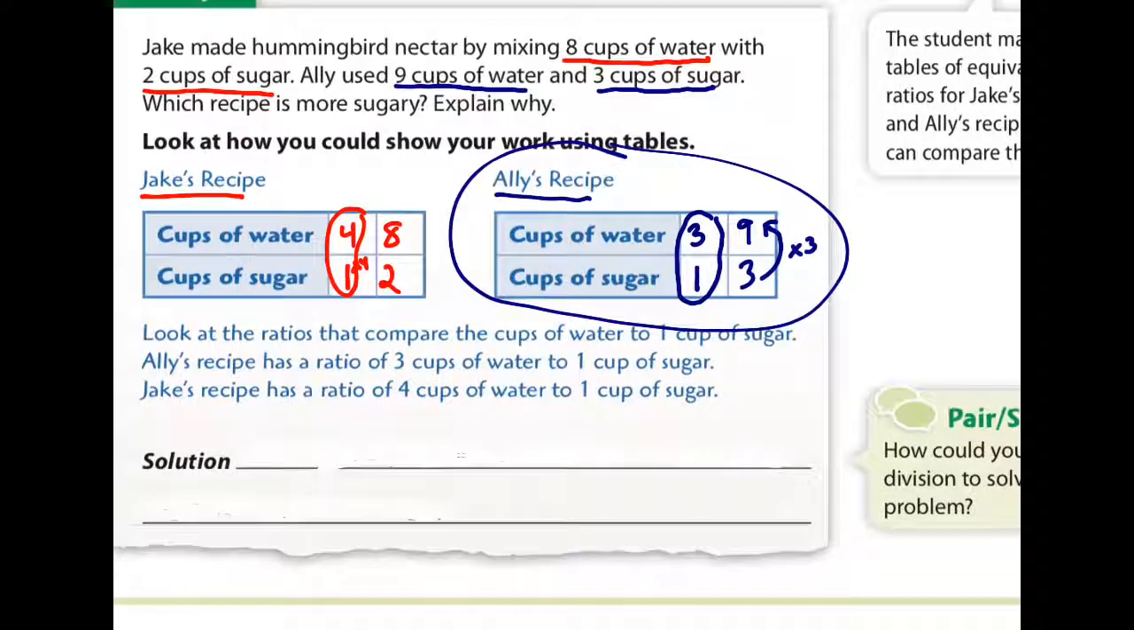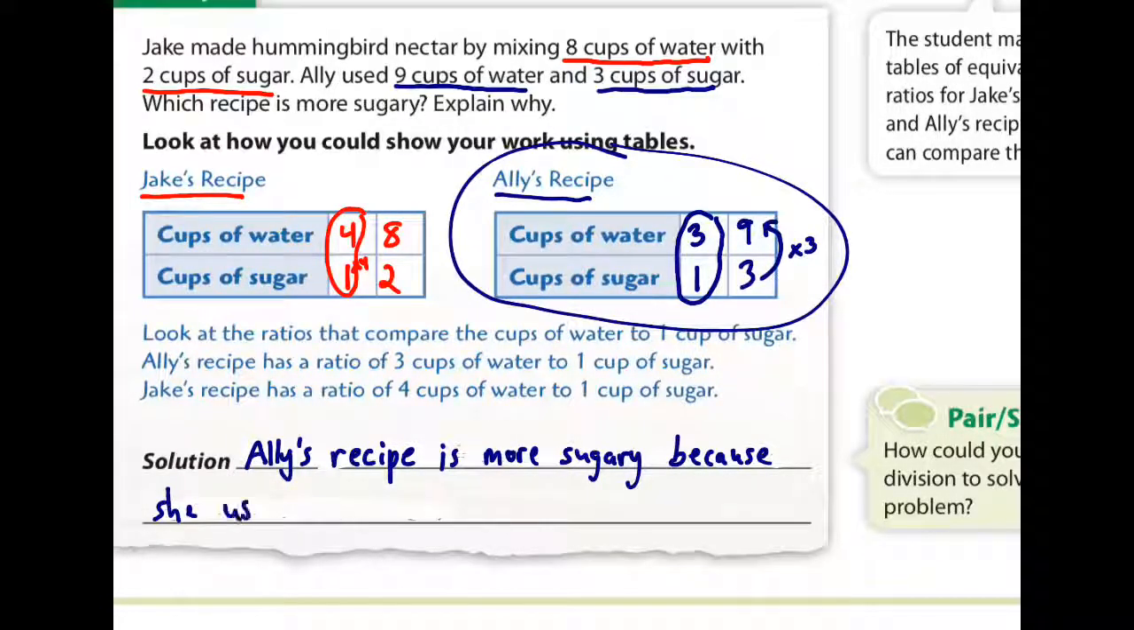So I'm going to answer this. Which recipe is more sugary? I'm going to answer that first. I'm going to say Allie's recipe. Remember, you do not have to write this because it's in your book, so just watch. Allie's recipe is more sugary. Now remember how it said explain why? Well, I'm just going to say because she uses less water for each cup of sugar.